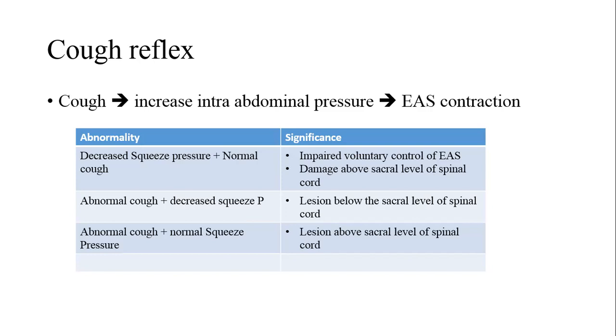However, in patients with abnormal cough reflex and also a decrease in squeeze pressure, the lesions might come from a level below the sacral level of the spinal cord. In patients with abnormal cough reflex but with a normal squeeze pressure, the lesions most likely come from above the sacral level of the spinal cord, because the pudendal nerve supplying the external anal sphincter comes from the sacral plexus.